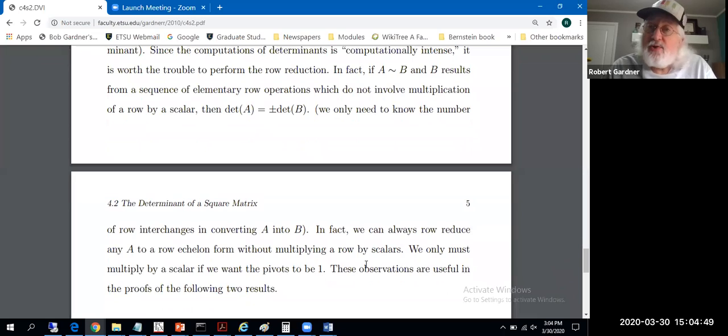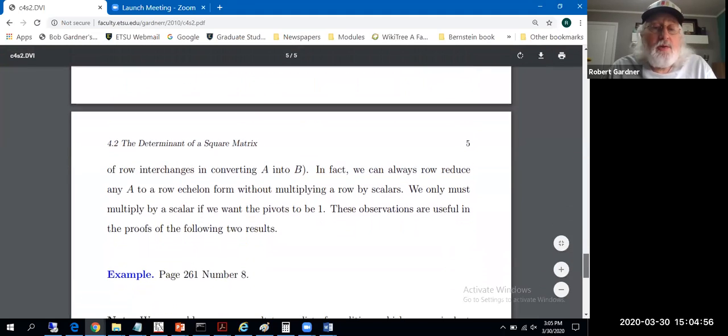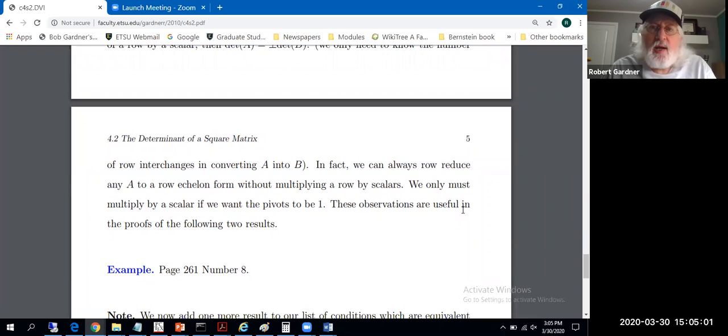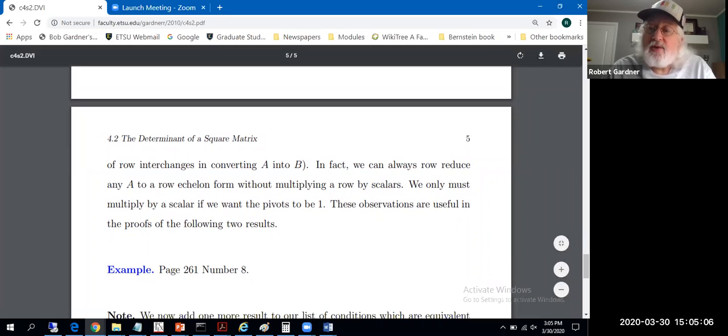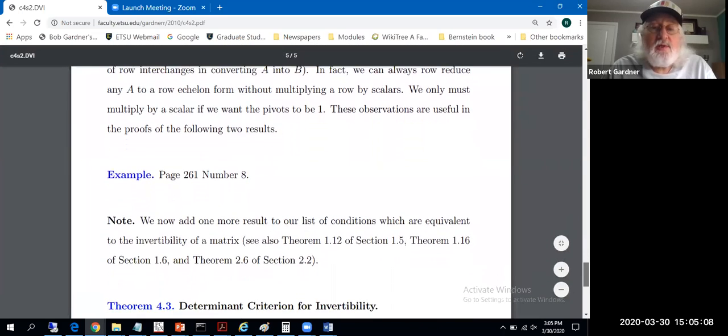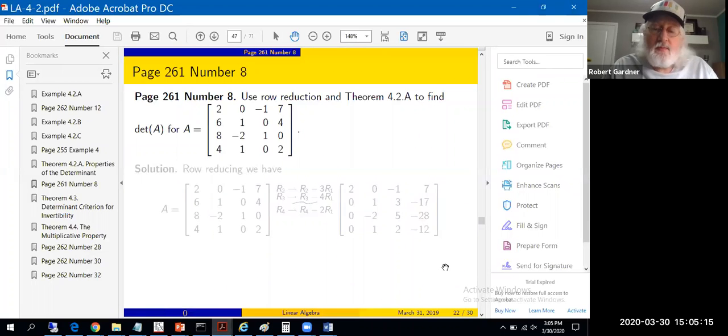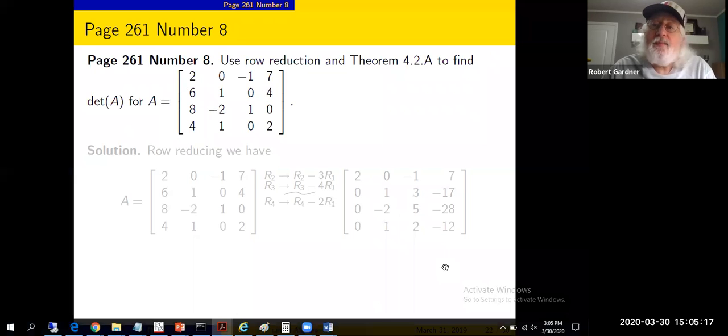So we're going to do the row addition stuff and we're going to do the row swapping stuff. Get it in row echelon form, and if that row echelon form is as it should be, if it's upper triangular, well, we were just talking about how to find the determinant of an upper triangular matrix. So let's look at an example and take advantage of these new properties. Okay, so use row reduction and then find the determinant of this matrix.